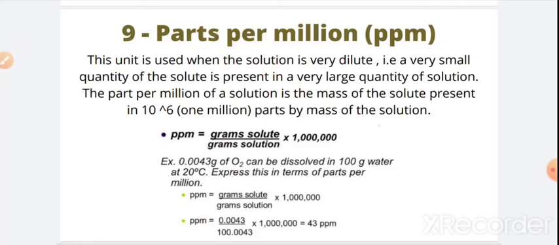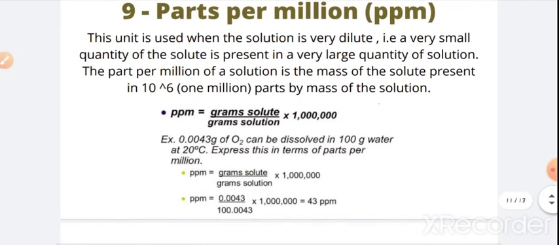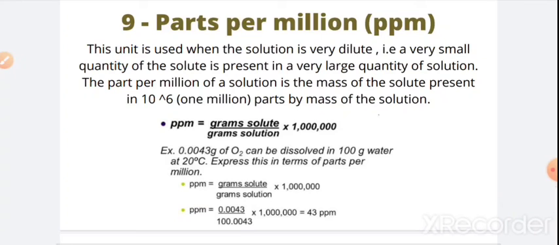Okay, the parts per million of the solution is the mass of the solute present in 10 to the power 6, or 1 million, parts by mass of the solution. Parts per million is gram of solute upon gram of solution into 10 to the power 6. This is the example given here: 0.0043 gram of O2 is dissolved in 100 gram of water at 20 degrees Celsius. Express this in terms of parts per million.